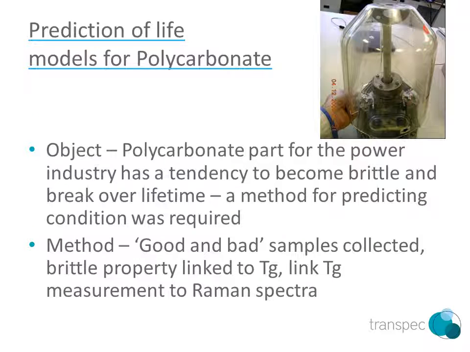In this application, a polycarbonate part for the power industry was investigated. There was an issue where the part became brittle and would break over the lifetime, causing issues. A method for predicting the condition was required, and it needed to be non-destructive. A simple method was set up where good and bad samples were collected, and the properties linked to the glass transition measurements to the Raman spectra.